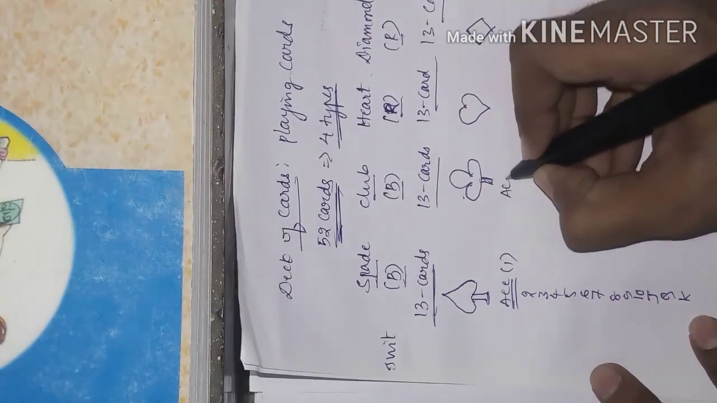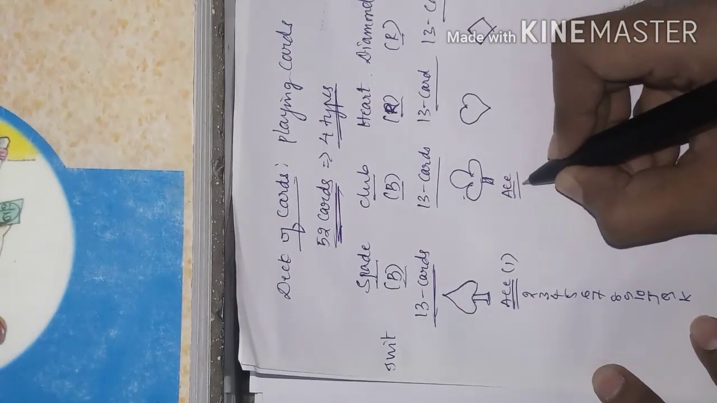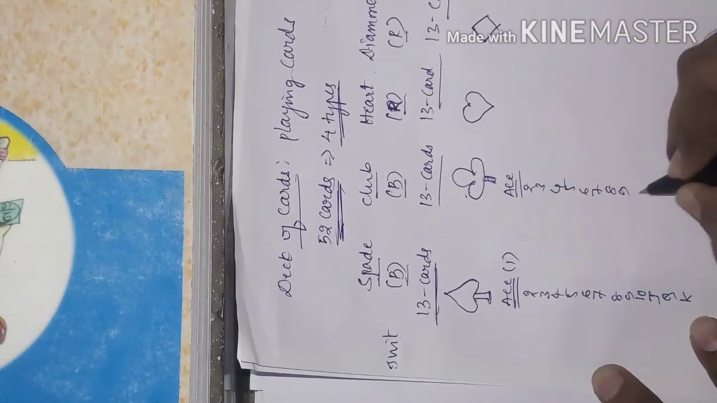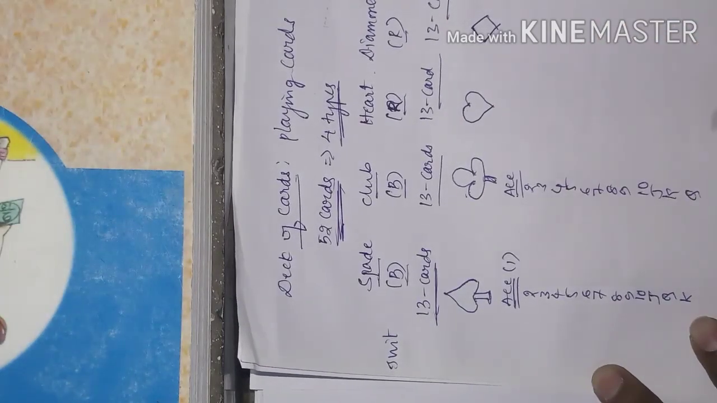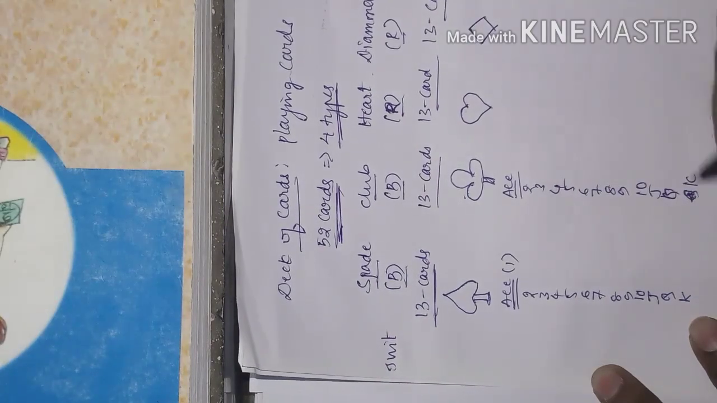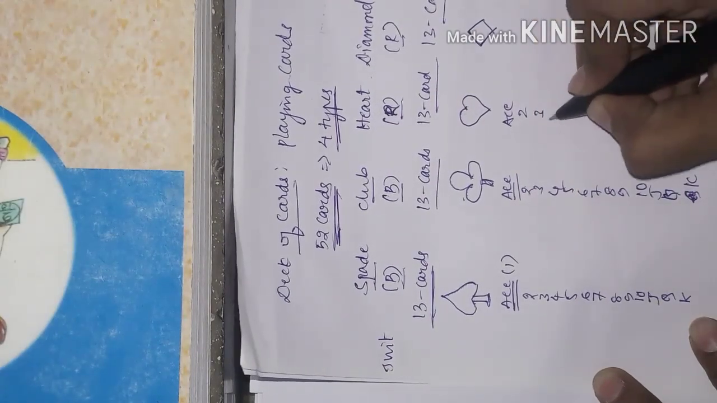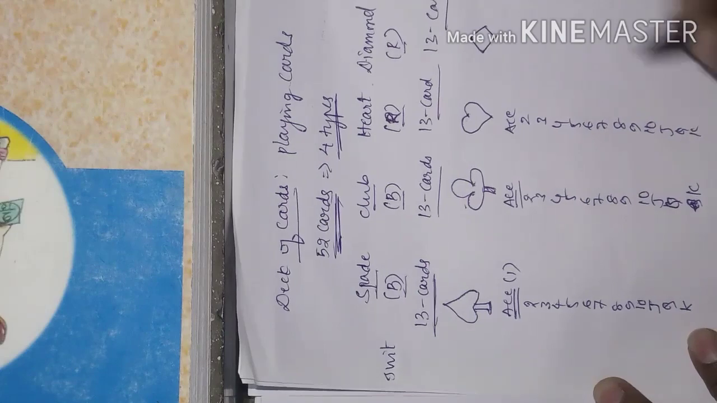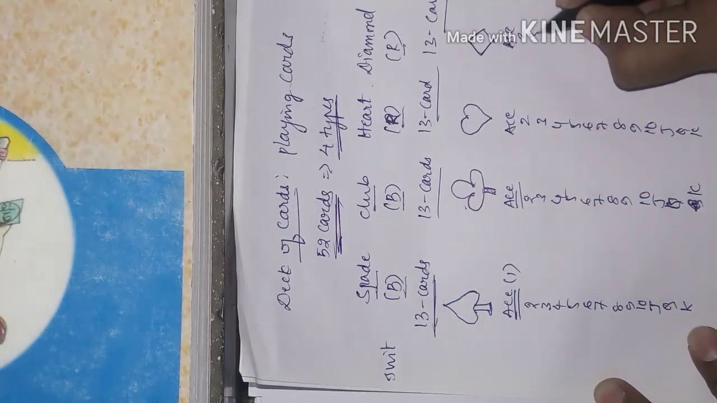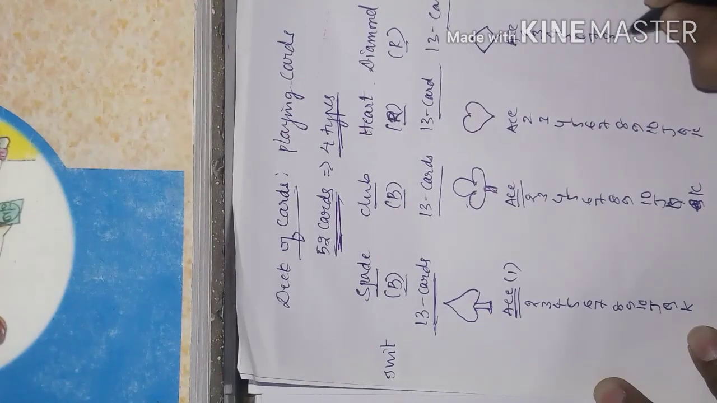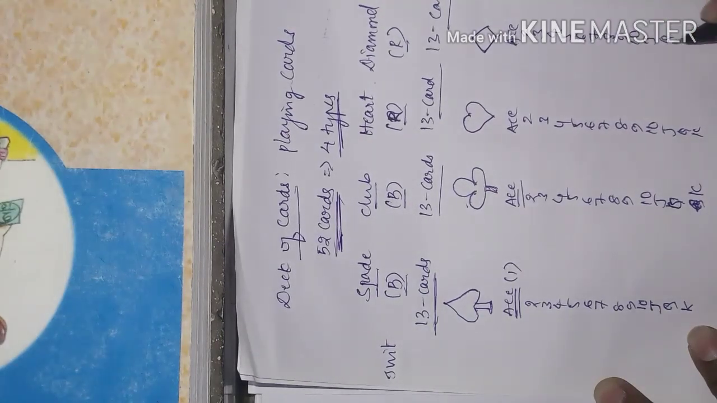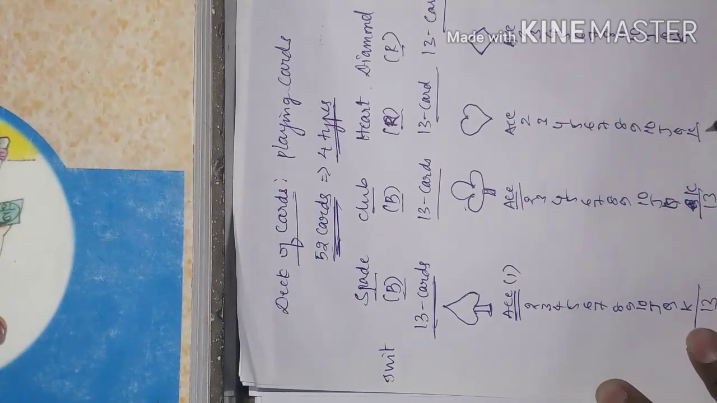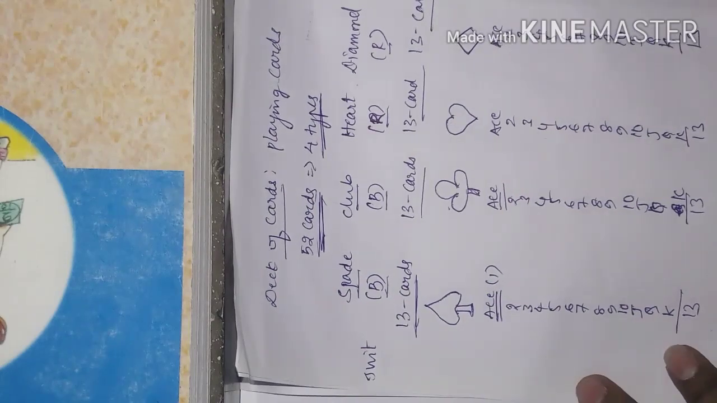So in all the 4 types we have the same thing. Ace, 2, 3, 4, 5, 6, 7, 8, 9, 10, jack, queen and king. So totally 13 cards are there in all types.